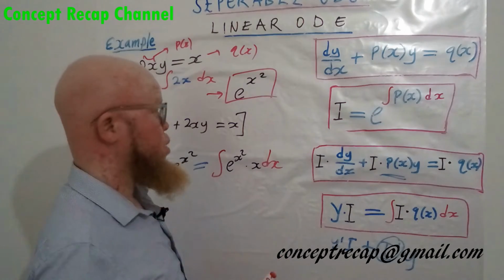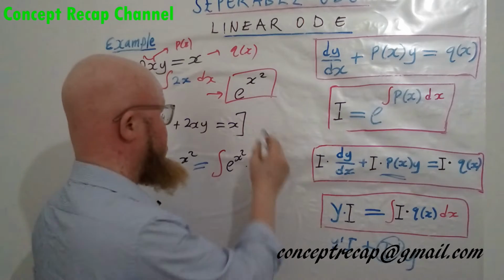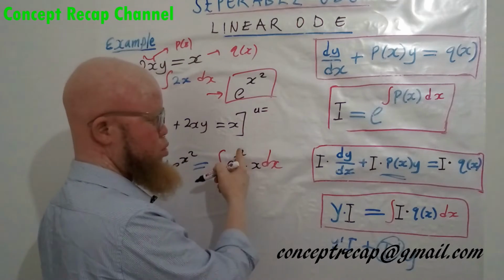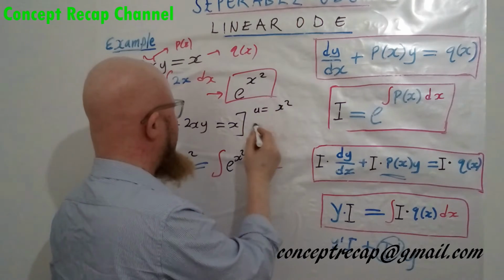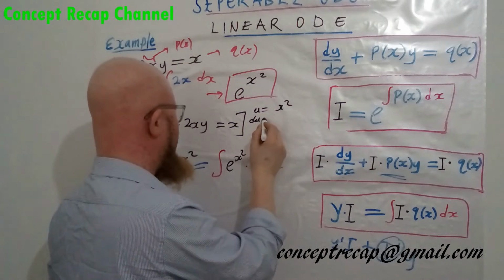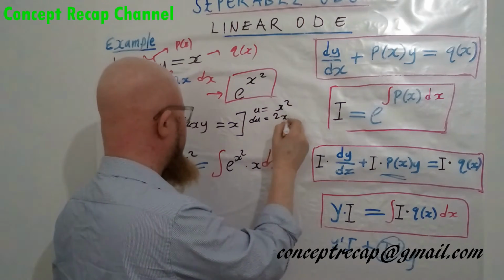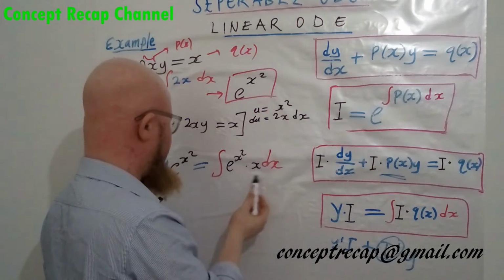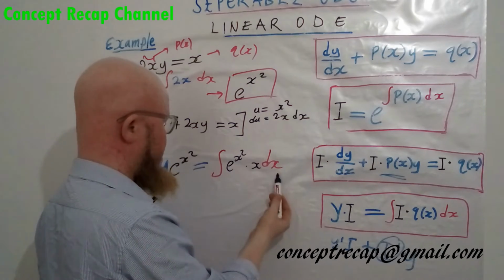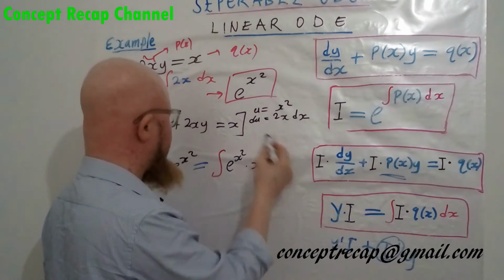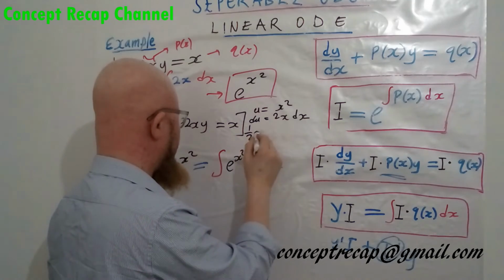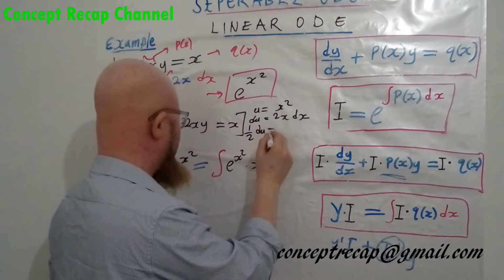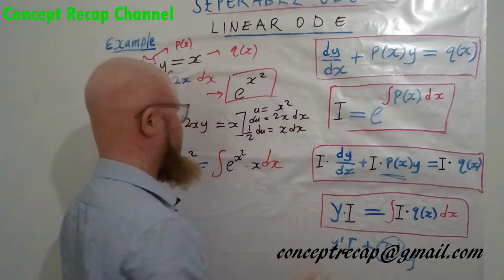For this one, we shall use u substitution. If you have forgotten about u substitution, basically u should be equal to x squared. Then du will be 2x dx. Therefore, for this one, it's x dx, so we need to find what x dx is. If I take this 2, it will be half du equal to x dx.